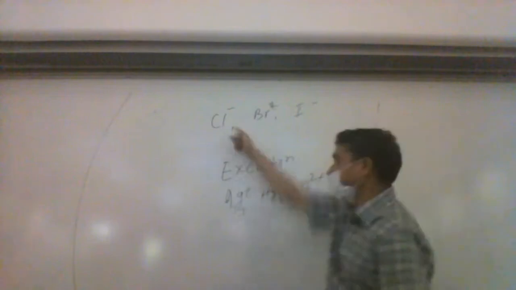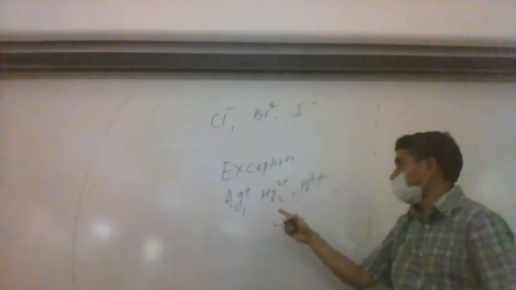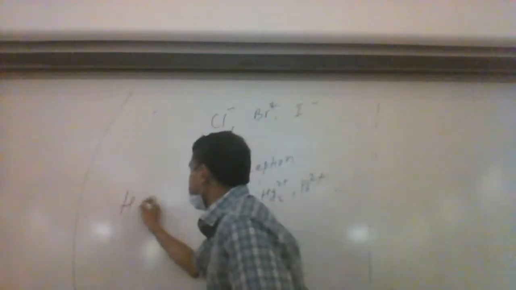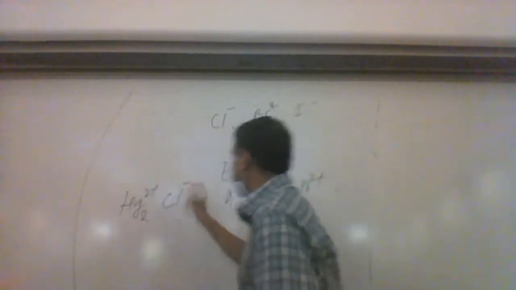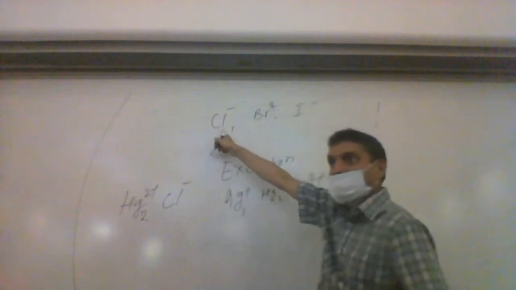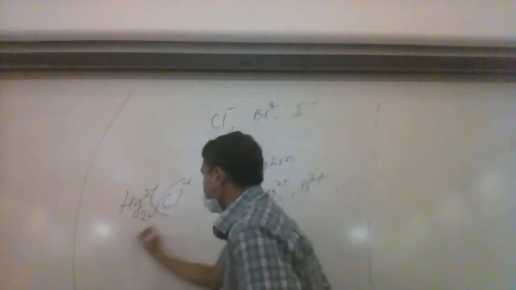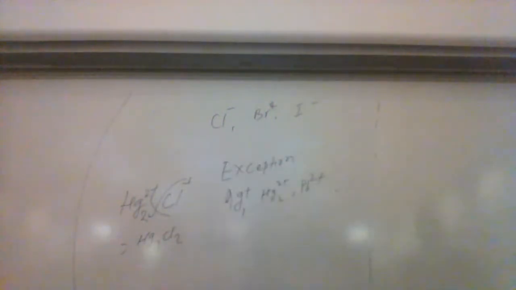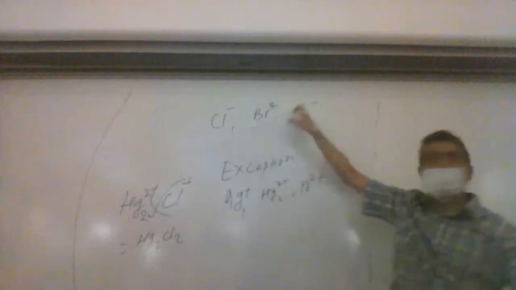Now you see, AgCl doesn't dissolve. AgBr doesn't dissolve. AgI doesn't dissolve in water. Hg2Cl2 is a little bit difficult. I write Hg2 with a 2 plus charge, and Cl minus with 1. When I combine these ions, this one comes here and this one goes down here, so it becomes Hg2Cl2. This compound doesn't dissolve in water. But with anything other than Ag, Hg2, and Pb, they dissolve.